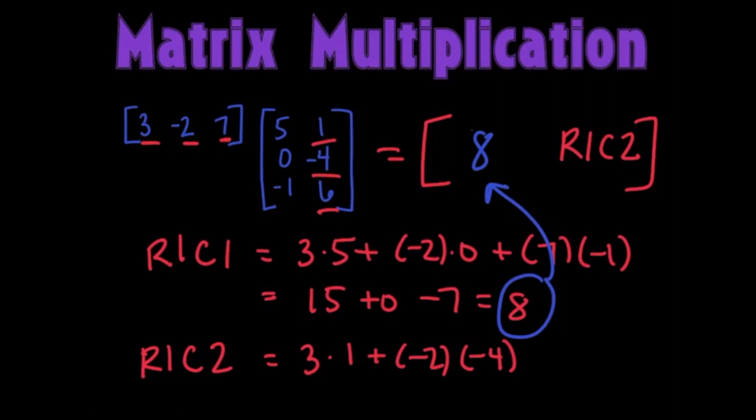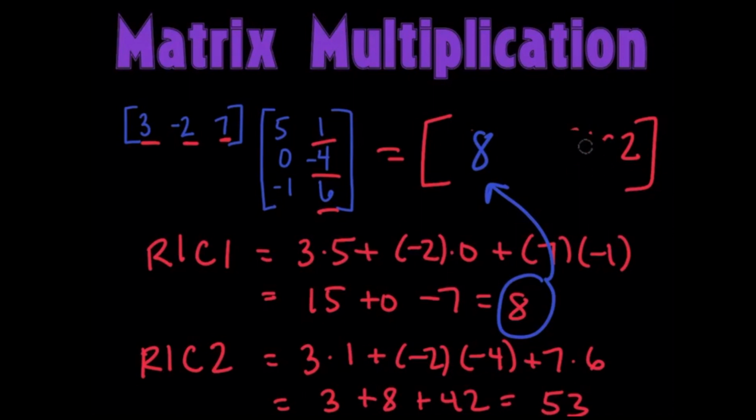I like to use parentheses around my negatives just so it doesn't look like subtraction instead of multiplication. And then plus 7 times 6. So we have 3 plus 8 plus 42. Looks like that's 53. So let me erase this guy. And I'm going to move my 53 up here to my answer, 53. So again, we started with a 1 by 3 as our first matrix, multiplied that by a 3 by 2, and we ended up with a 1 by 2 matrix, which is our answer.